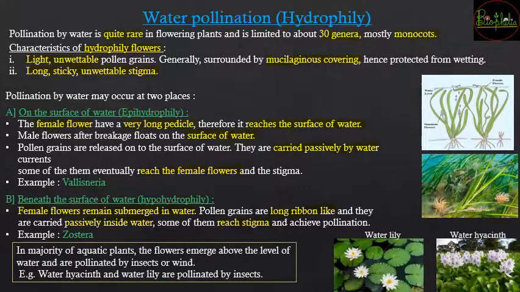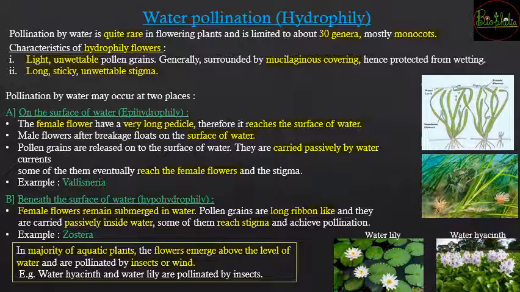hypohydrophily. Now here you have to remember that majority of the aquatic plants that can be seen, they are going to have their flowers immersed above the level of the water. यानी उनके सारे flowers पानी के surface के ऊपर दिखेंगे. Now those flowers whose complete structure is going to be seen out of the water, majorly they are going to be pollinated either by insects or by wind.